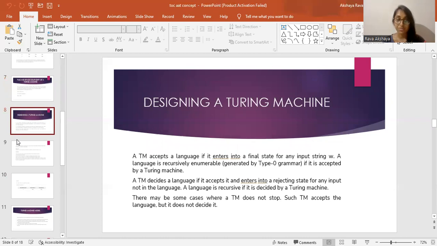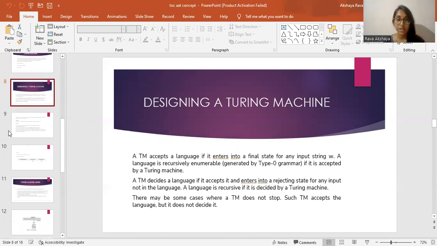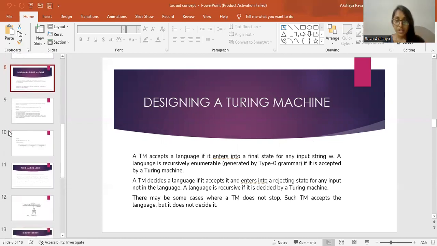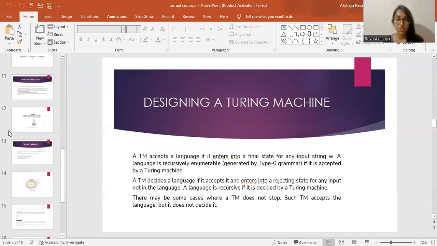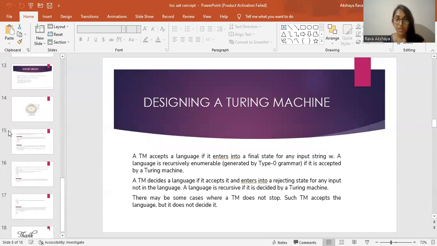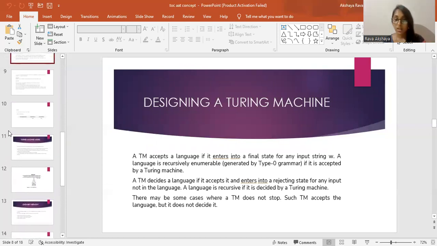Designing a Turing machine. A Turing machine accepts a language if it enters into a final state for any input string W. A language is recursively enumerable, generated by type 0 grammar, if it is accepted by a Turing machine. A Turing machine decides a language if it accepts, and it enters a rejecting state otherwise. Recursively, it is decided by a Turing machine.